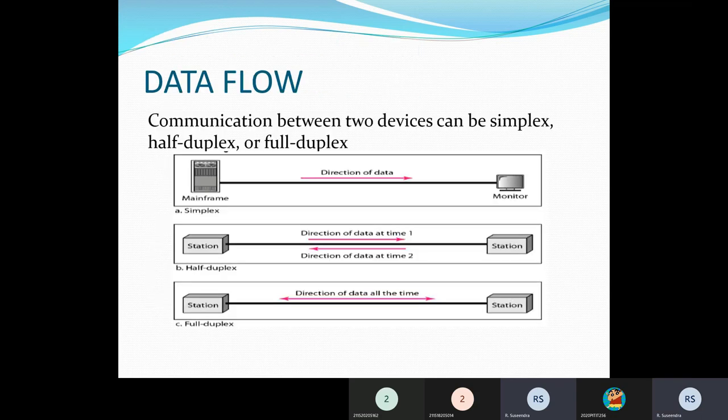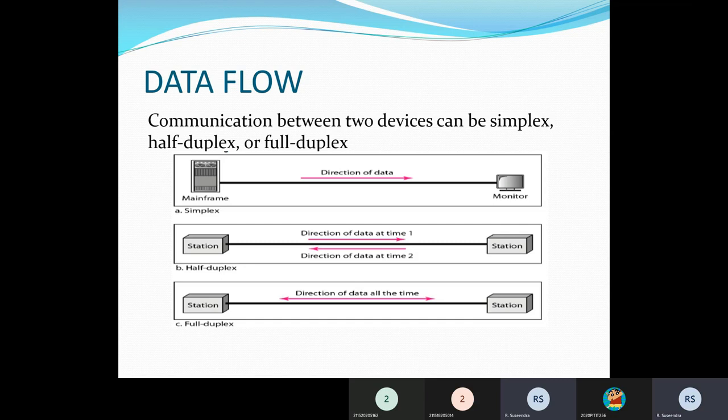Then data flow: how the data flows from the sender to the receiver. Here there are two communication data flows, simplex and half duplex or full duplex. Simplex means one to one.